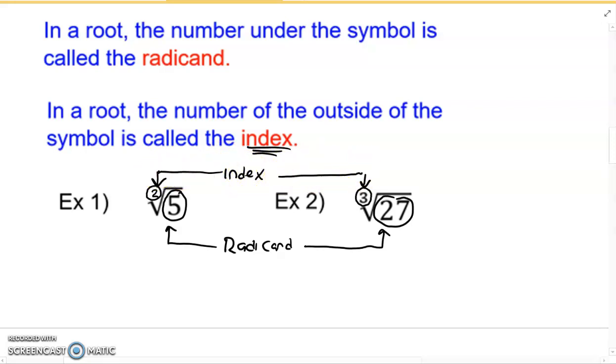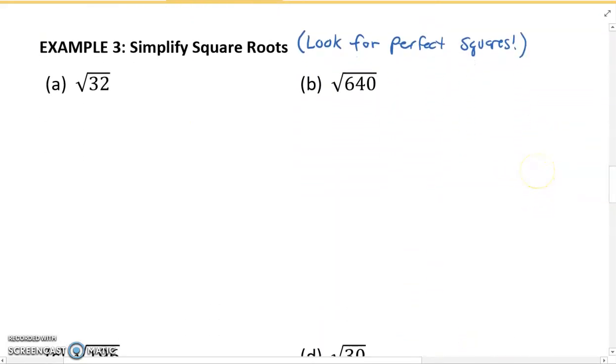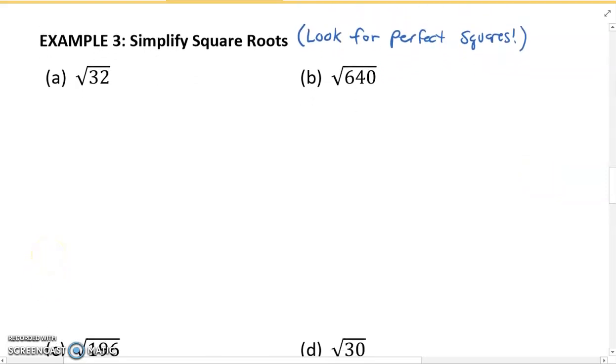Now, thankfully for today's lesson, we're really only going to focus our attention around the square root, so we won't be dealing with cube roots. So with all that being said, let's go into some examples. So example 3 here, we're going to look at 4 overall examples. And the first one, we need to simplify square roots. And the idea here is we're looking for perfect squares.